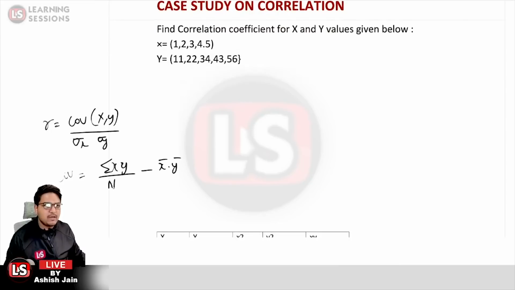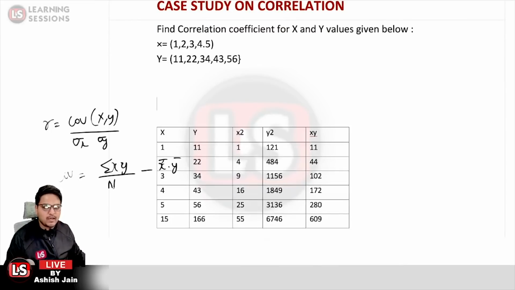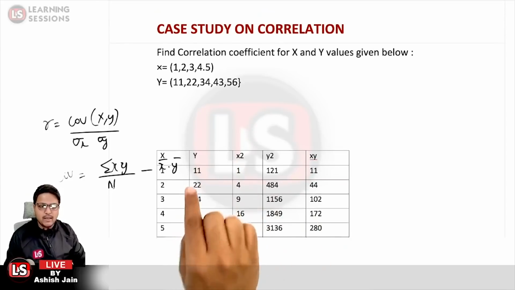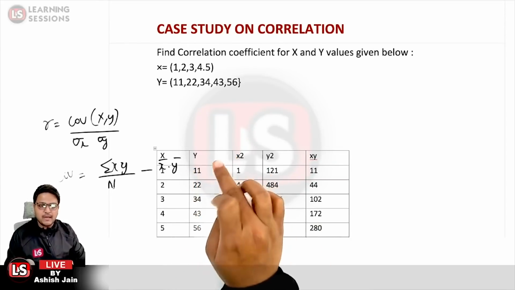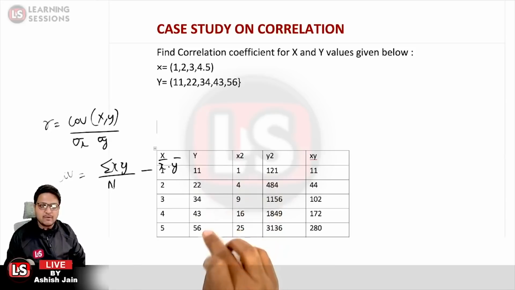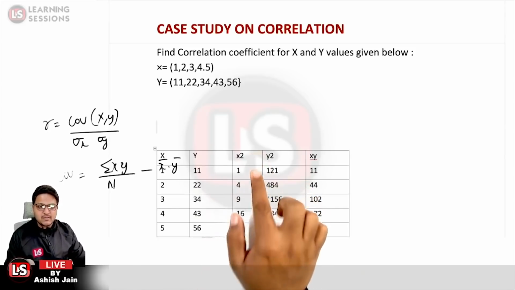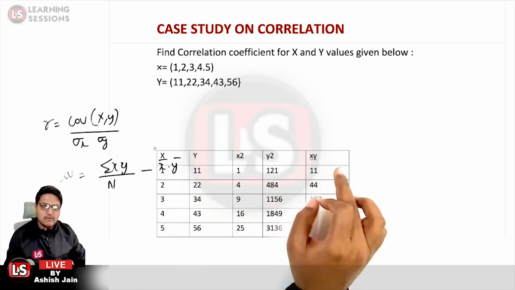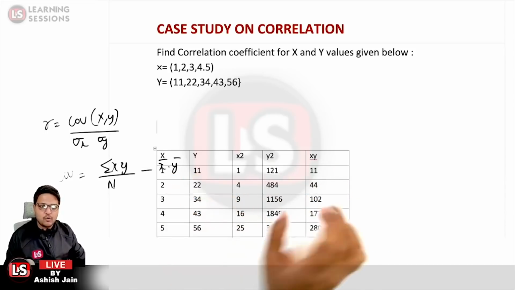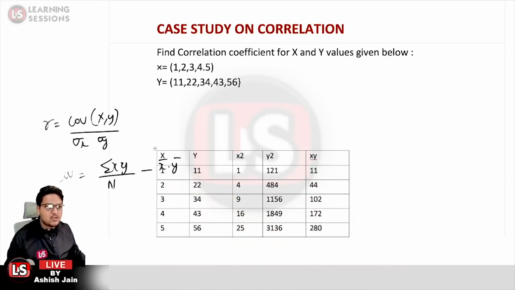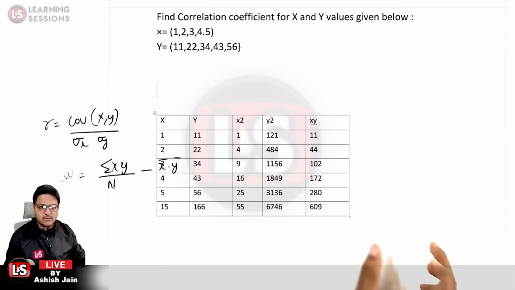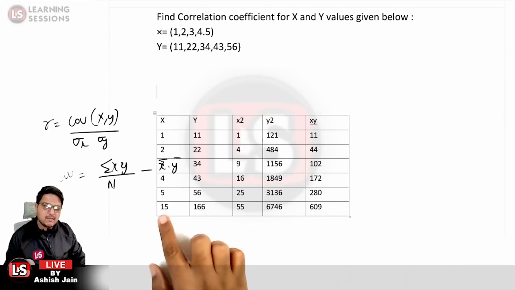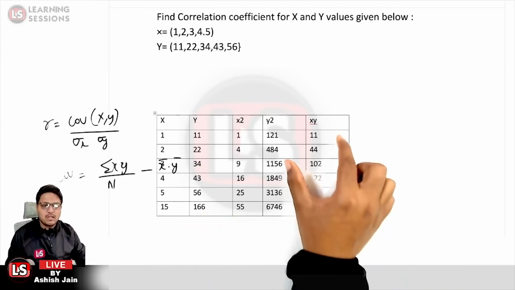We have 5 values for x and 5 values for y, for which we have formed the table. Here the table has x as 1, 2, 3, 4, 5, and y as 11, 22, 34, 43, and 56. We calculated x square for each term and then y square for each term. Then we multiplied x into y for all these values. We also have the total at the end. The last column is the total of all these terms.